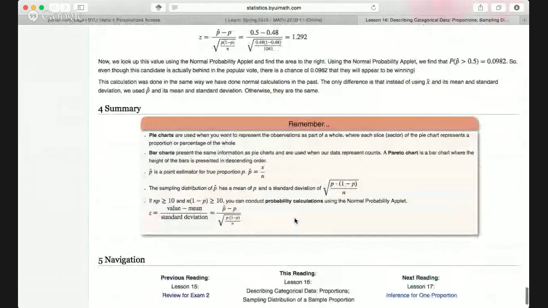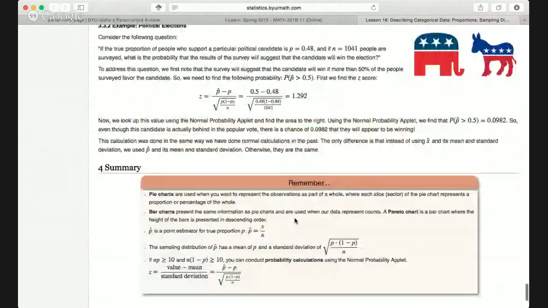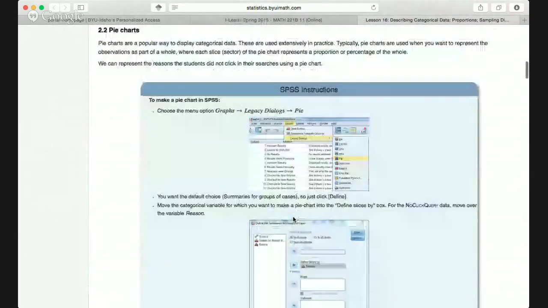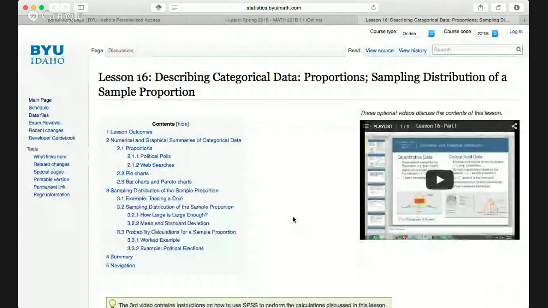Can I see your calculator? Yeah. Well, that doesn't work out. No way.